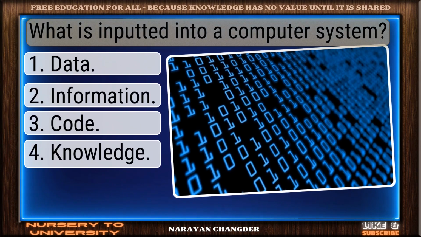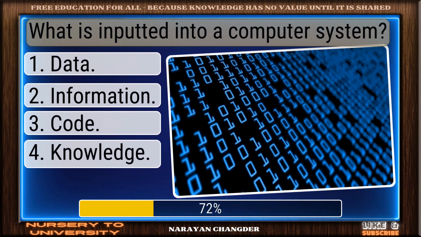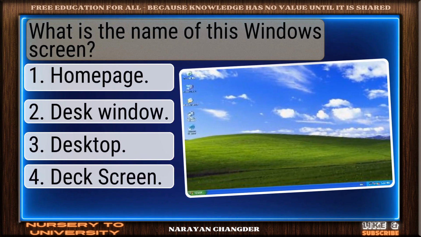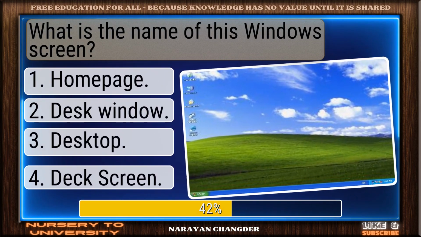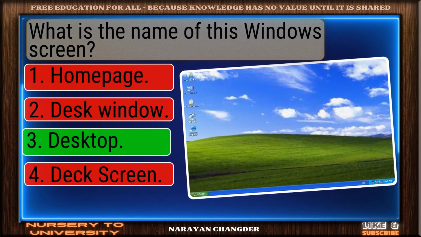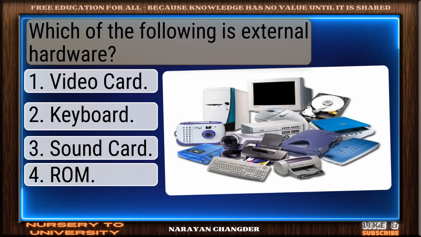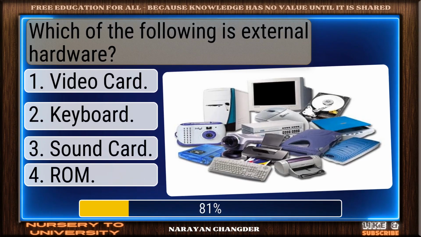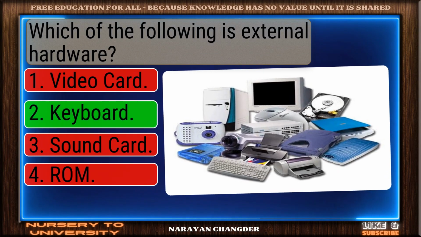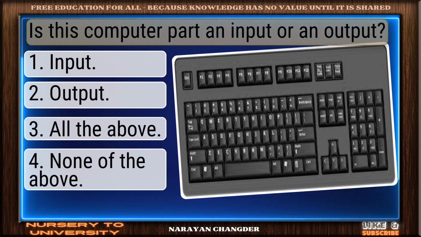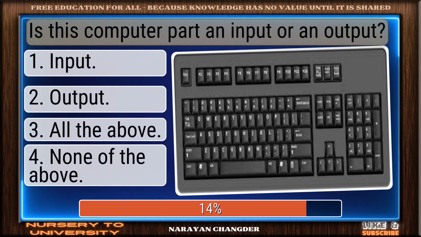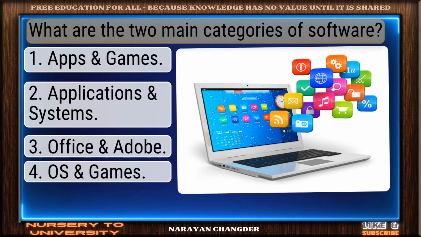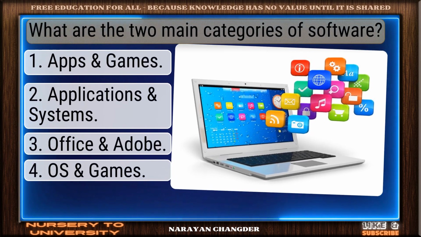What is inputted into a computer system? Good job. Data works well. What is the name of this Windows screen? Well reasoned. Desktop is correct. Which of the following is external hardware? Nice work. Keyboard fits perfectly. Is this computer part an input or an output? You chose input. Correct.